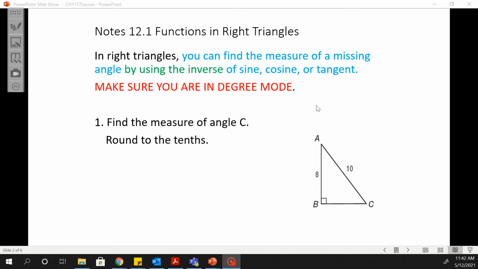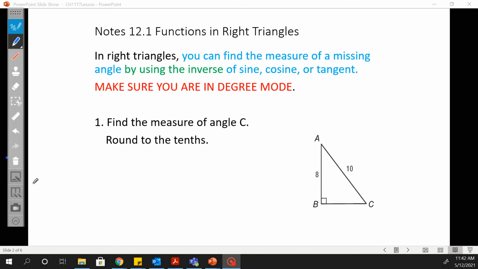So in right triangles, you can find the measure of a missing angle by using the inverse function of a given trig function. So you can use the inverse of sine, the inverse of cosine, the inverse of tangent. Alright, make sure you are in the degree mode. So find the measure of angle C, round to the nearest tenths.